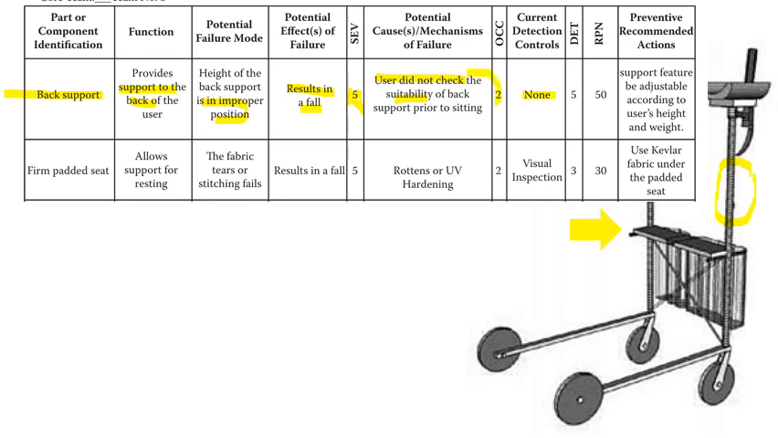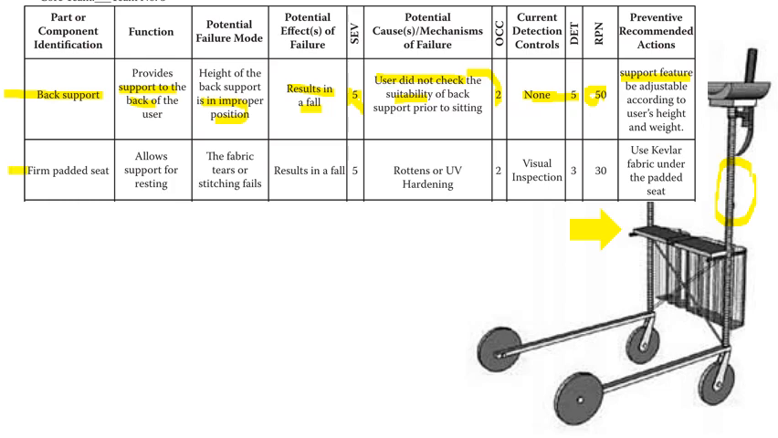But then there's no detection control at this moment. So the detection rating is 5. The RPN is high, and the recommended action is to try to create a support feature that can be adjustable according to the person's height or weight.